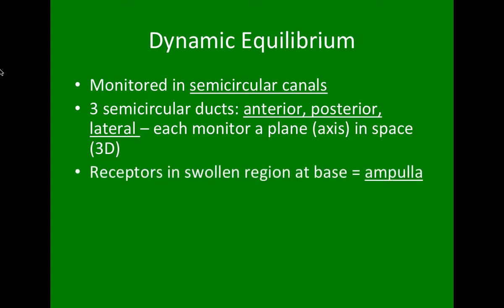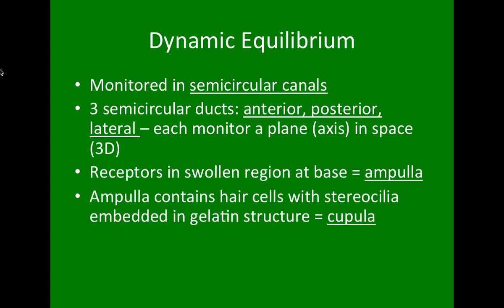At the base of each of the semicircular canals is a slightly enlarged region. It widens a little bit, and that is called the ampulla. Inside of the ampulla area are the hair cells, and the stereocilia of those hair cells are actually embedded in a gelatin, or almost like a jello-like substance. So this combination of the stereocilia and the gelatin is called the cupula.